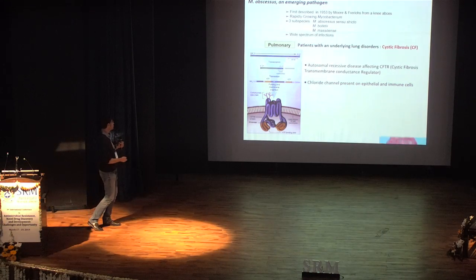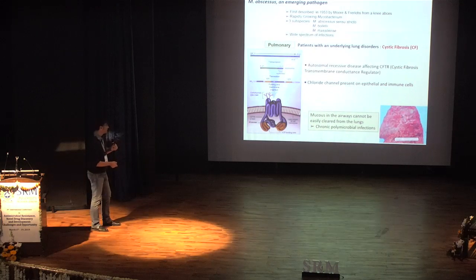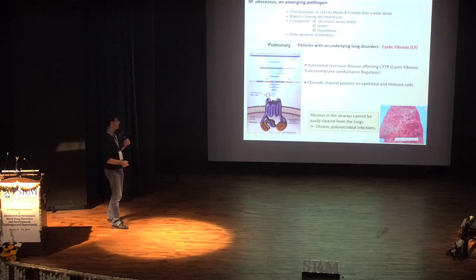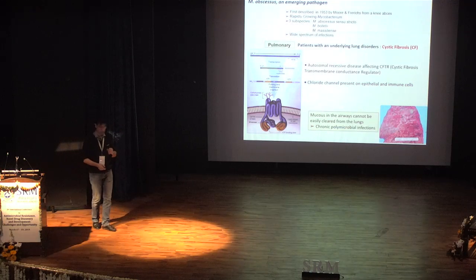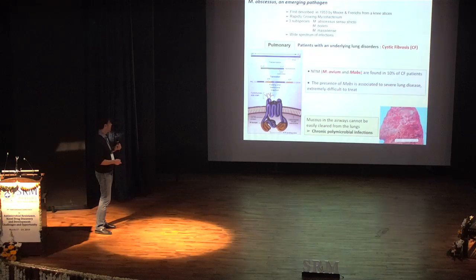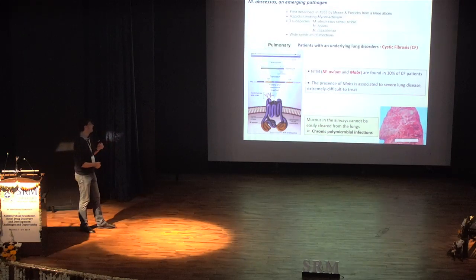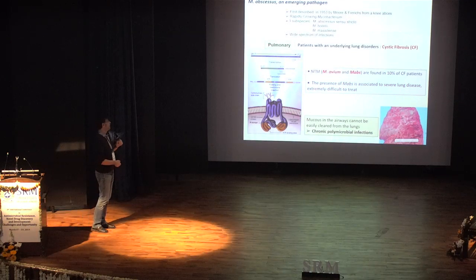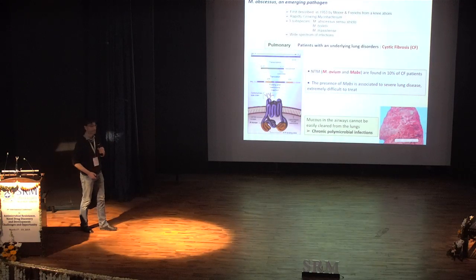this leads to the presence of a very thick mucus here in the lungs, as shown here by this white material. And this very thick mucus cannot be easily cleared from the lungs. And this leads to chronic polymicrobial infections, primarily with Pseudomonas aeruginosa, but also Staphylococcus aureus. But one can find also NTMs, non-tuberculous mycobacteria. Essentially, Mycobacterium avium, slow growers, and Mycobacterium abscessus in roughly 10% of the CF patients.